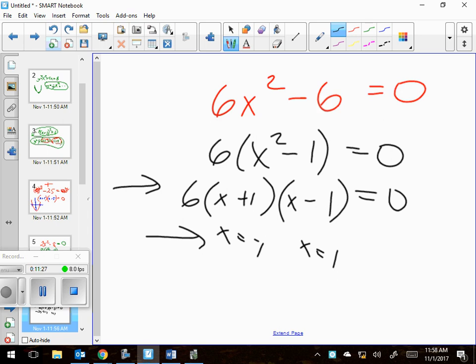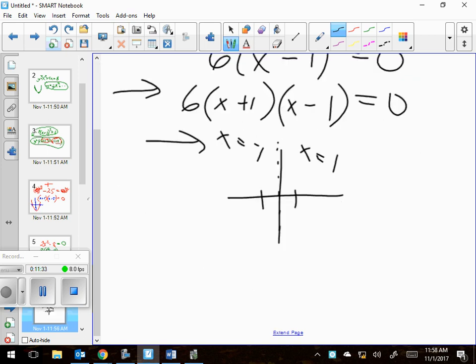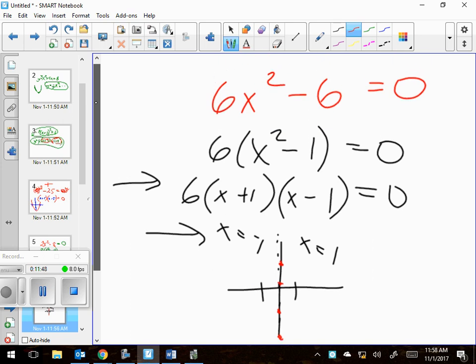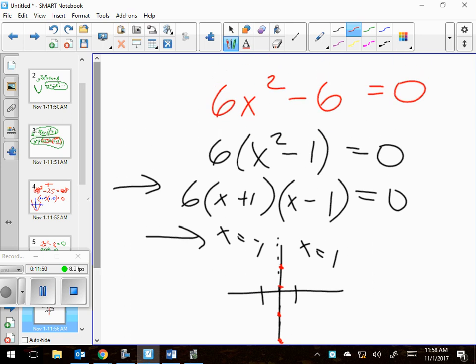What if I asked for the axis of symmetry? It'd be the line that runs right down the middle of those two. If I make a picture of it, it might be easier. Here's 1, here's negative 1. Dotted line right there, x equals 0. How about what's the vertex? Well, it has to be on that line, so that line is at x equals 0.